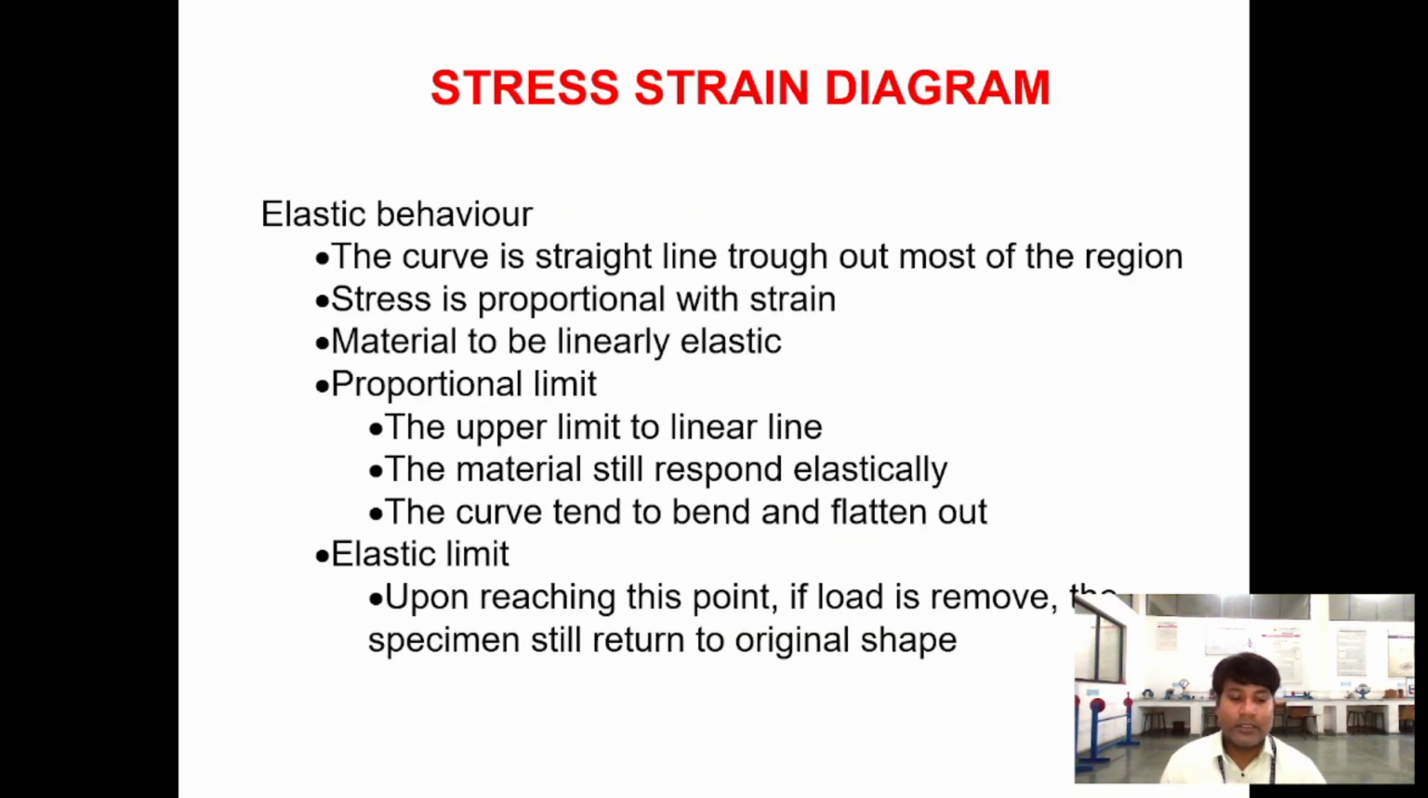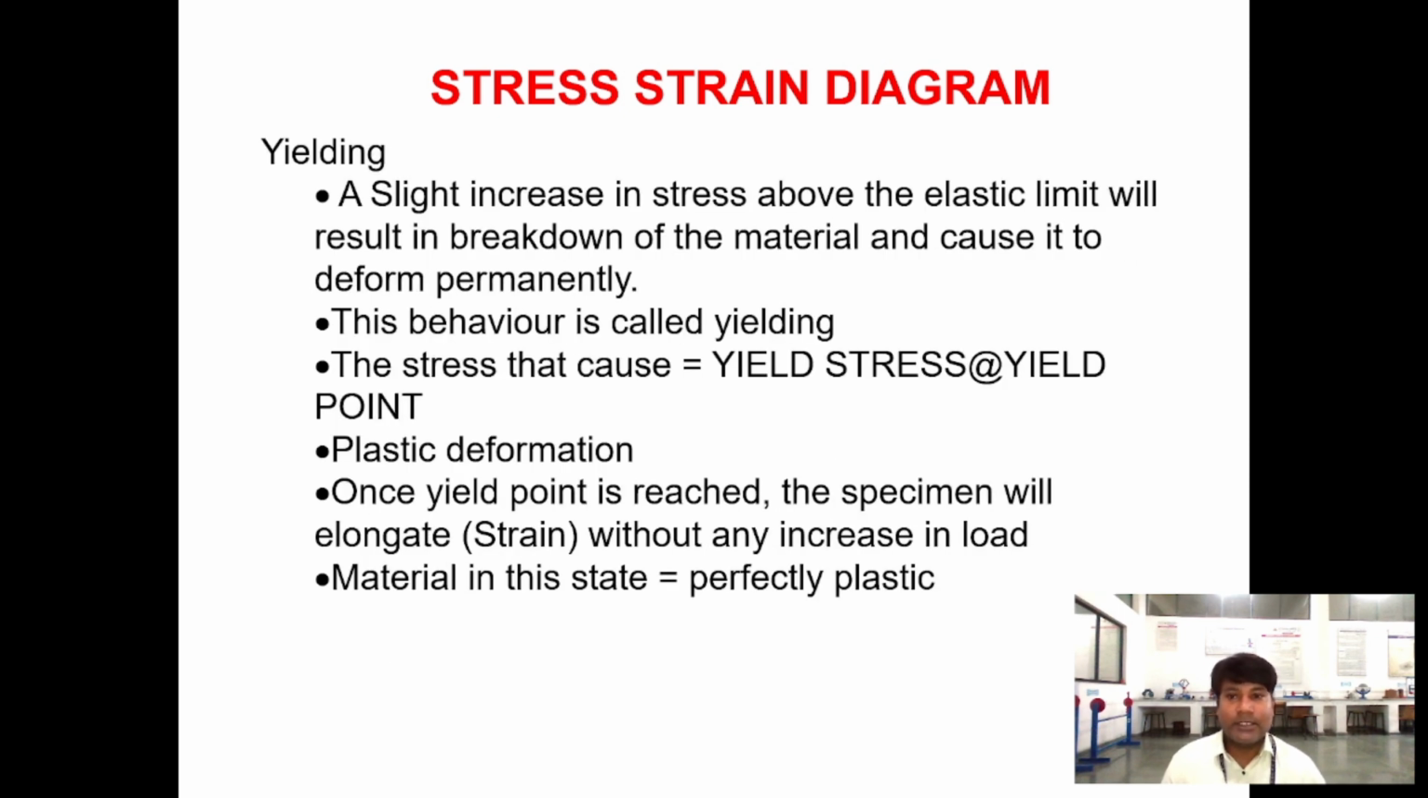But after that elastic behavior, yielding will start. Yielding means deformation will take place. A slight increase in the stress above the elastic limit will result in breakdown of the material and cause it to deform permanently. This behavior is called yielding. It means the shape and size of the object will be changed.